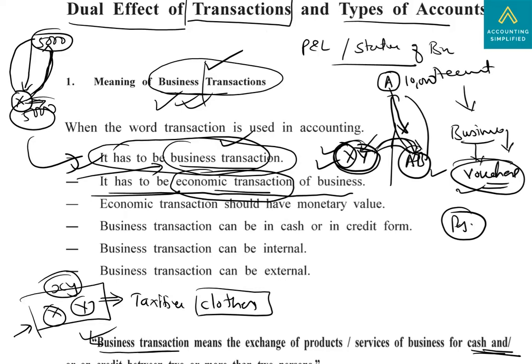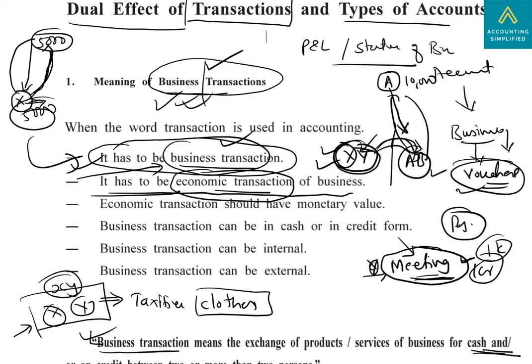So what is the opposite of economic transactions? Non-economic transactions. What are non-economic transactions? For example, in a business, you are conducting a meeting, only a meeting, no snacks, no food, no drinks, nothing. Just conducting a meeting. Does it qualify as a business transaction? No, sir. It is just an event, but there is no monetary value. How can you value it? Is the meeting worth 1 crore rupees? Oh, no. Is it worth 1 kg? No, sir, we cannot measure it. It is just a discussion.